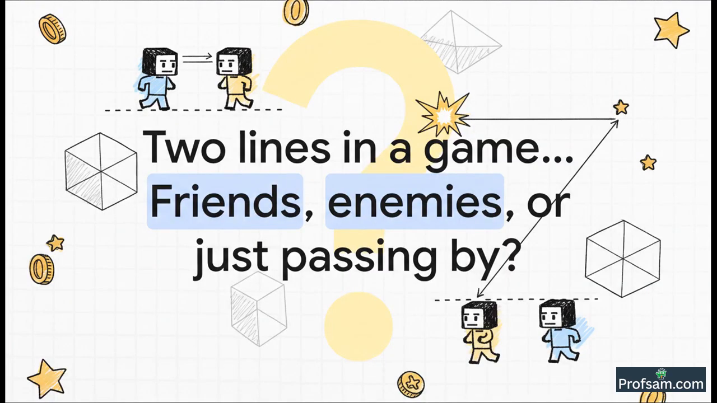Okay, just imagine you're in a 3D game, right? Maybe Valorant or something, and you see two players moving in perfectly straight lines. Now, are they teammates moving together in formation? Are they enemies about to have a face-off at a sharp angle? Or are they just two random players on different paths, totally ignoring each other? Figuring out the angle between their paths, that is exactly what we are going to master today.